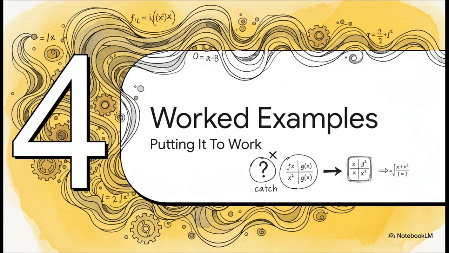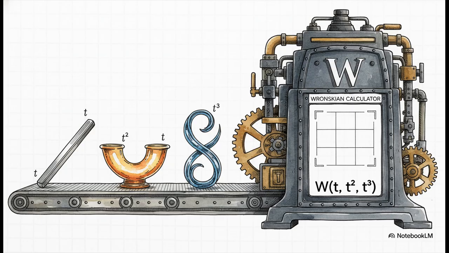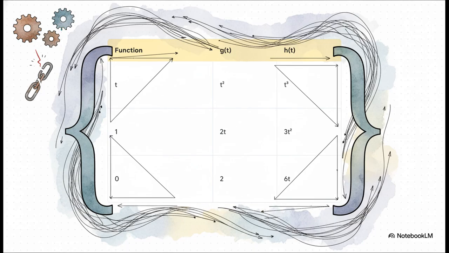So now that we know the secret rule, let's put it to work and see how we can use the Wronskian correctly with a couple of practical examples. First up, let's test a set of 3 pretty standard polynomial functions: t, t squared, and t cubed. This means we're going to have to calculate a 3×3 determinant. So here's our setup. The first row is just the functions themselves. The second row is their first derivatives. And the third row, you guessed it, their second derivatives. Now all we have to do is find the determinant of this matrix.